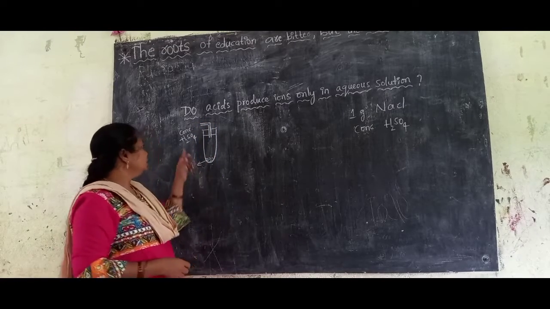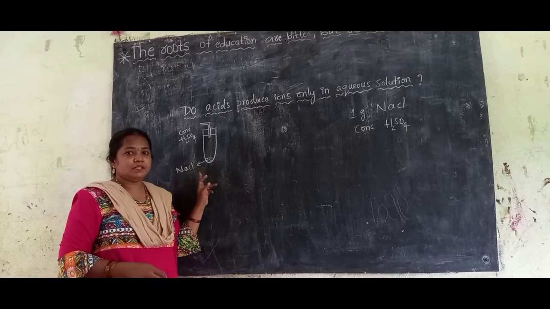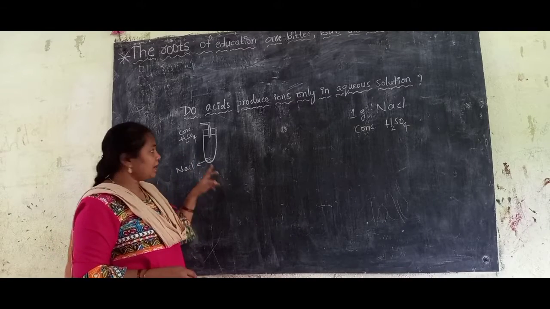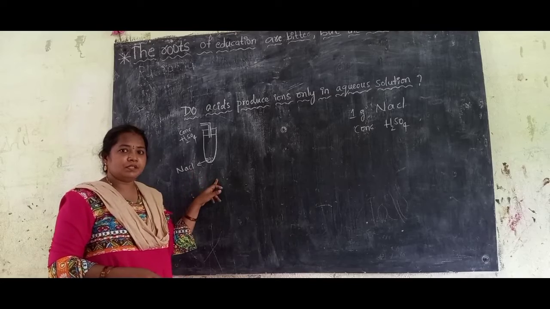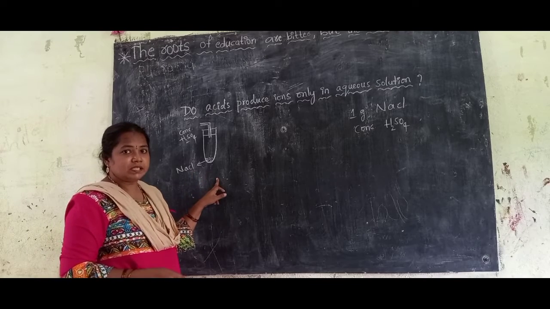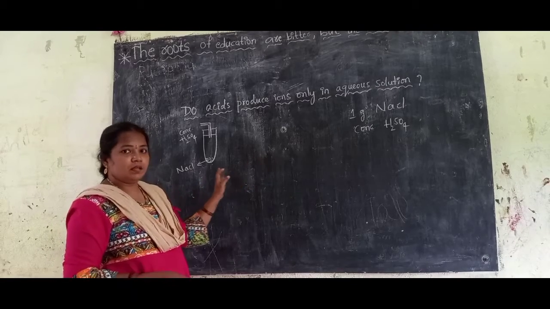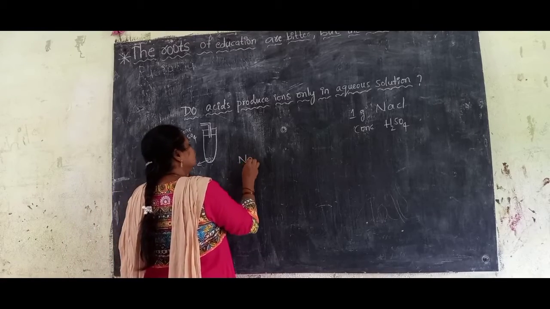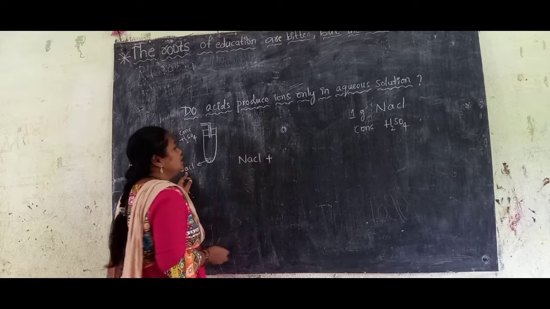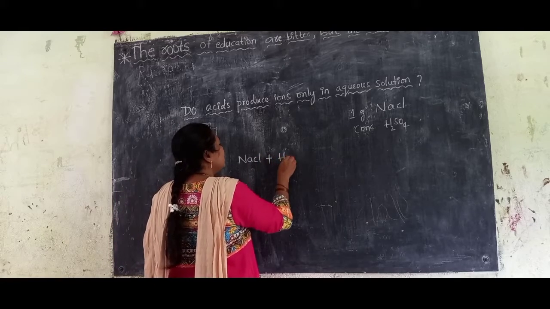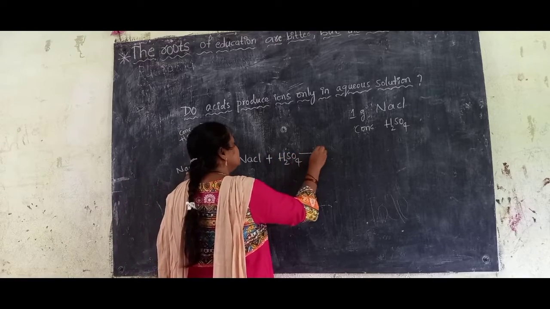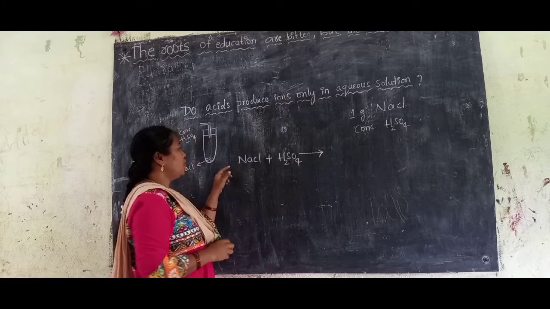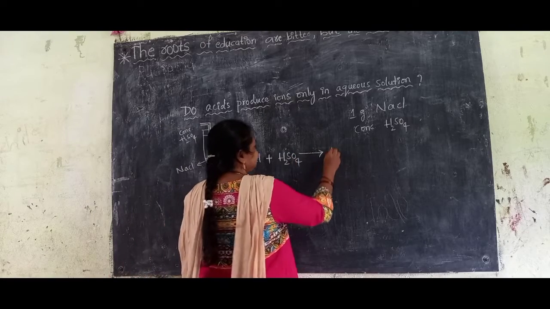Now these two chemicals are added and mixed with each other in this test tube. What happens when these two chemicals are mixed? We will try to write down the chemical equation between these two. First of all, we have taken NaCl in the test tube. Then we have added concentrated sulfuric acid, H2SO4, to this.